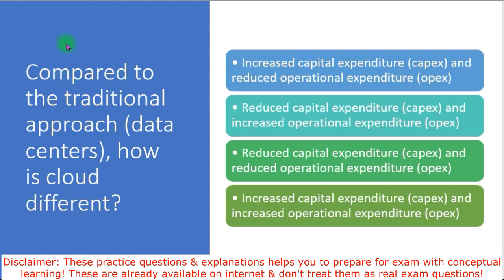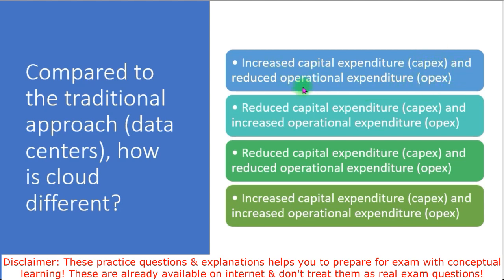So let's talk about this question. They're asking, compared to the traditional approach like data centers, how is cloud different? Here the traditional approach is like our organization, where we used to host everything in our own environment, and the location is known as a data center, where we kept all the servers, on which applications are hosted. So the question is asking how the cloud is different from the traditional environment. The options we have: increased capital expenditure, that is in short CapEx, and reduced operational expenditure, that is OpEx.